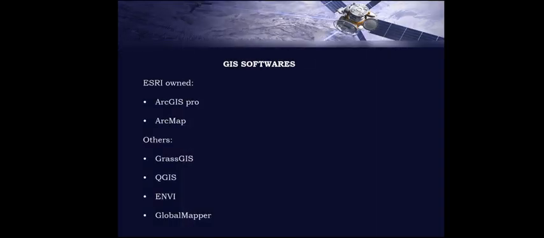Then the various GIS software that can be used for GIS analysis include ArcGIS Pro, ArcMap. Both of these software are owned by Esri. The ArcMap is the most frequently used as it can be used offline. Others include GRASS GIS, QGIS, ENVI, and Global Mapper. All these GIS software are very good for GIS analysis, but for the purpose of these tutorials, or for the purpose of these classes, we will stick to the use of ArcMap.